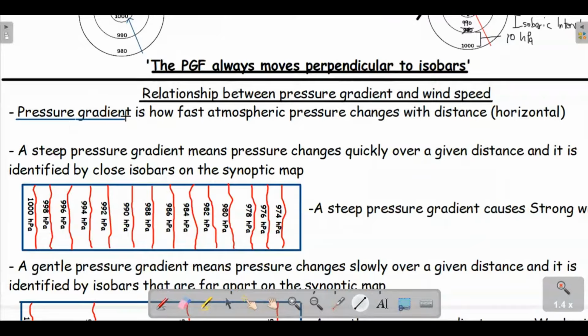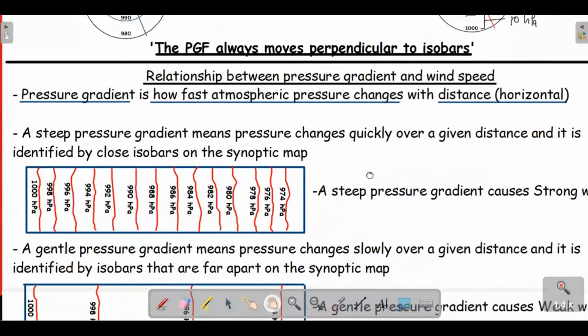What is pressure gradient? Pressure gradient is how fast the atmospheric pressure changes with distance, with horizontal distance. How fast, how quickly is it changing? Is it changing too much? Is it changing really fast with distance? Or is it changing very slowly with distance? Right? So that is what pressure gradient is, guys. It is the rate of change of pressure with horizontal distance. That is pressure gradient. How fast is it changing? Is it changing too much or is it changing very little?